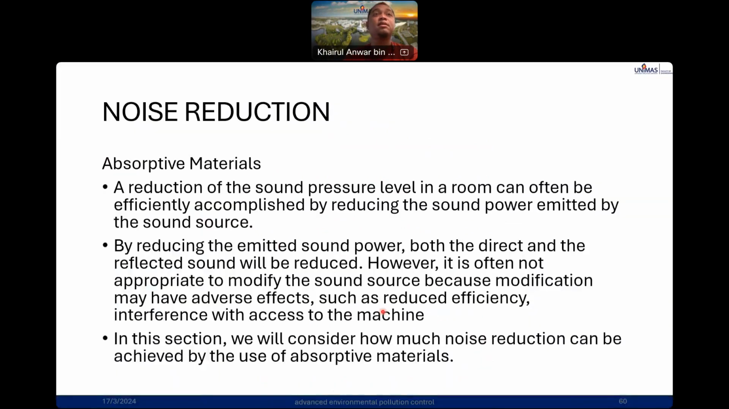Reduction of the sound pressure level in a room can often be efficiently accomplished by reducing the sound power emitted by the sound source.